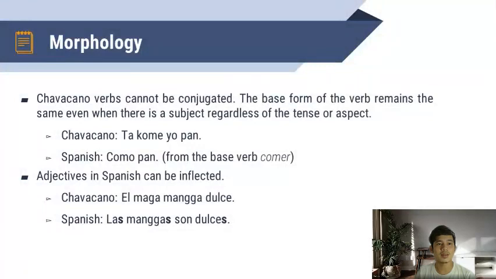Another difference is that Chavacano verbs cannot be conjugated, contrary to what other Chavacano proponents claim. So here we can say that the base form of the verb remains the same even when there is a subject, regardless of the tense or aspect. So we say in Chavacano, "Ta come yo pan," which means I eat bread. In Spanish, it is said as "como pan." So notice the verb in Chavacano.